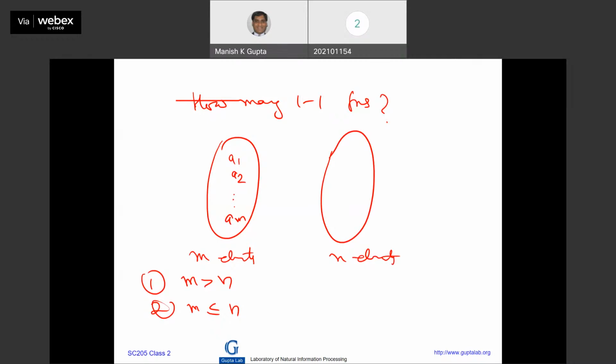ये सब तो तुमको आता ही है, right? And what about the second case? You have to, not factorial, I can write down the value. For m greater than n it is 0. And here it is n into n minus 1 into n minus 2 dot dot dot n minus m plus 1. These many functions will be there.